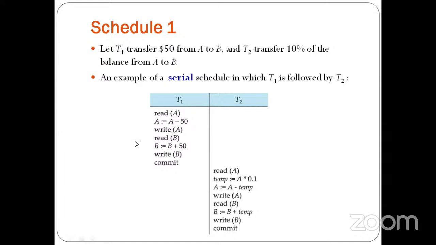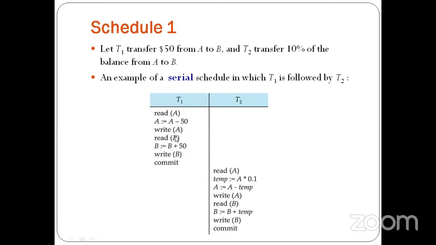First, like we have done in atomicity, it is going to perform the operations. First it is going to read A. Then what is our intention? It should transfer 50 to B, right? From the A account to the B account. So here A = A - 50.